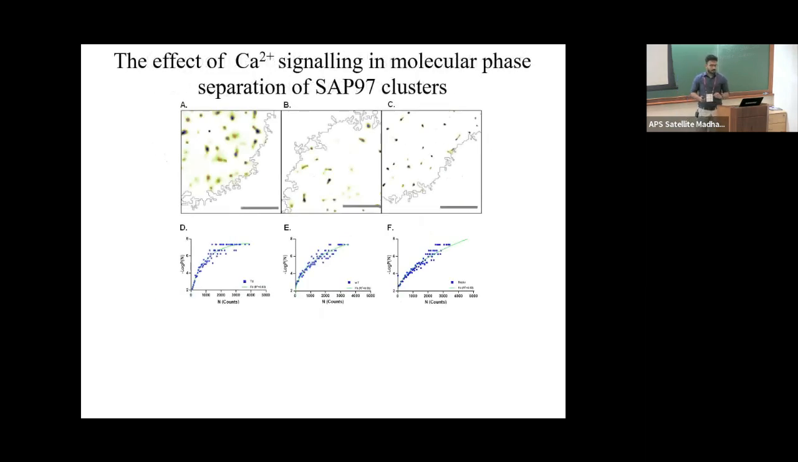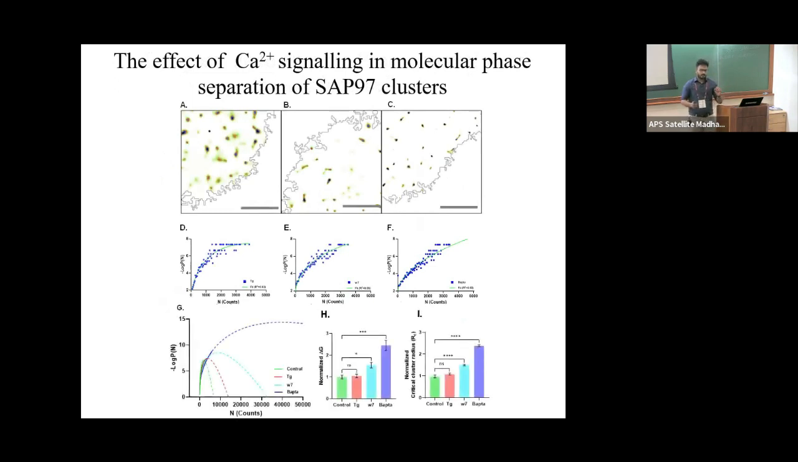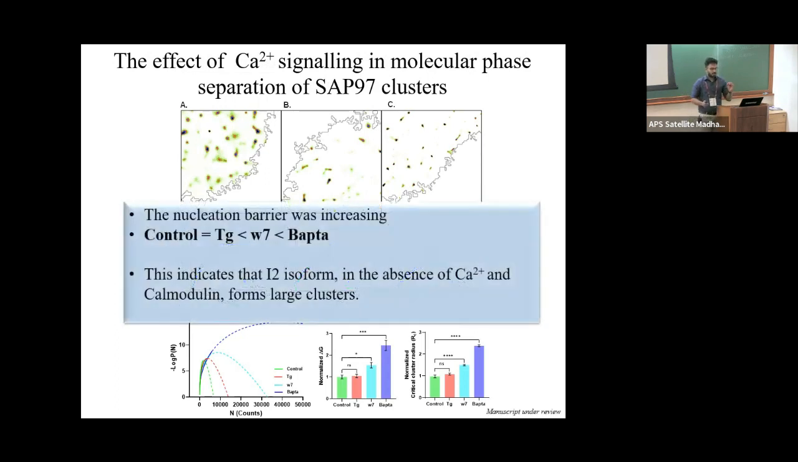The effect was seen in Neuro2 cells: when there was an increase in calcium level, or when calmodulin was inhibited or the intracellular calcium was depleted, we could see that the perturbation increased the formation of SAP97 clusters inside Neuro2 cells. We need to keep in mind that this is an I2-alone isoform environment, and here whenever we were perturbing, there was an increased recruitment of molecules into the clusters.